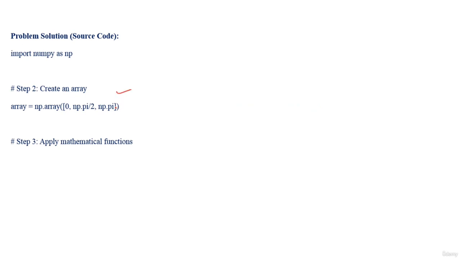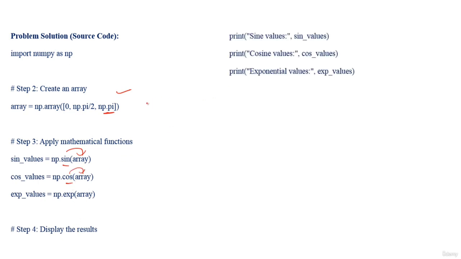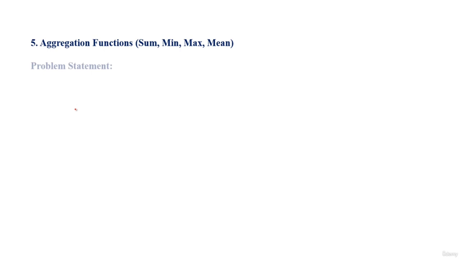First of all, creating an array. You can see 0 to 2 pi, taking pi from NumPy. So performing mathematical functions, for example, sine, cos, exponential. It will find sine taking elements from this array, and taking elements from this array to find cos. So displaying their result. So another is the fifth problem.